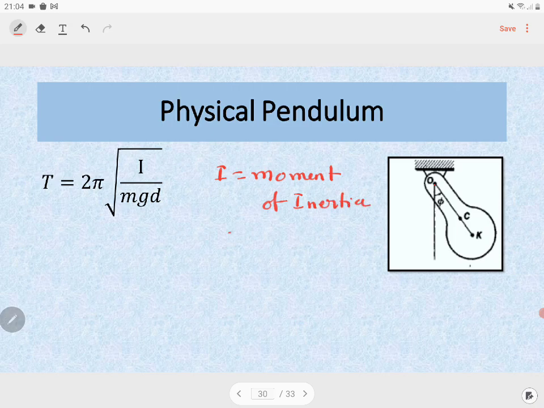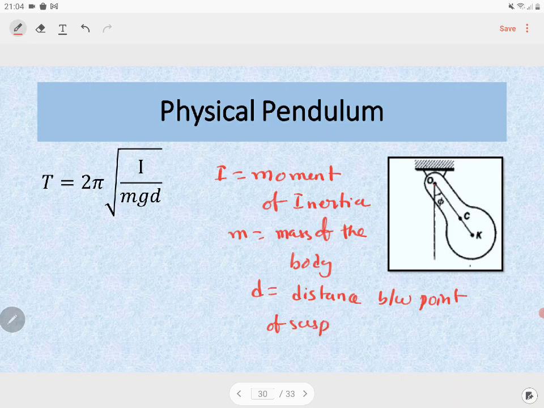Here m is the mass of the rigid body, and g is acceleration due to gravity. D is the distance between the point of suspension and the center of gravity of the rigid body. So many problems can be asked based on this.